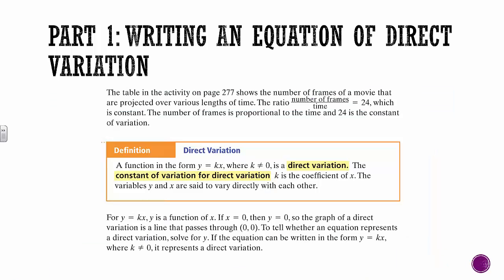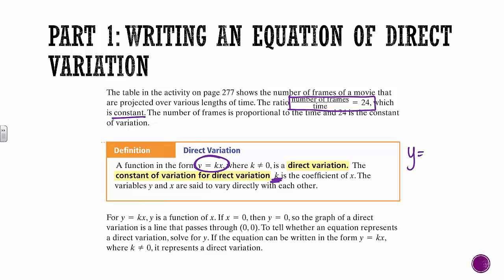So the reason we did that is to help better understand what direct variation is. That table in the activity shows the number of frames in a movie that are projected over various lengths of time. The ratio always stays the same. It says that it's constant. The number of frames is proportional to the time, and 24 is the constant of variation. So a function in the form of y equals kx, k can't be 0, is a direct variation. The constant of variation is k. The variables x and y are said to vary directly with each other.